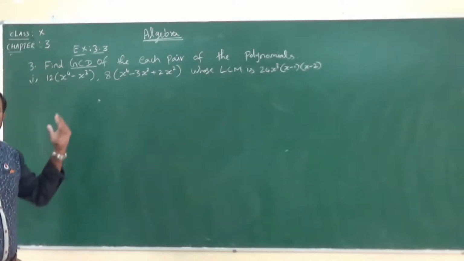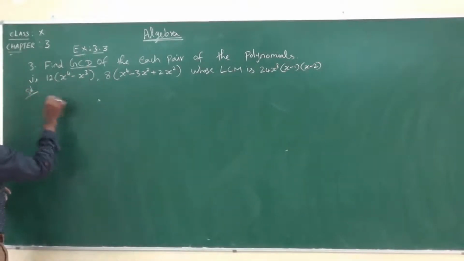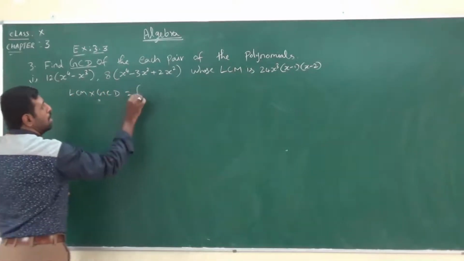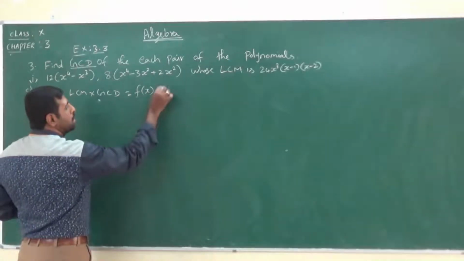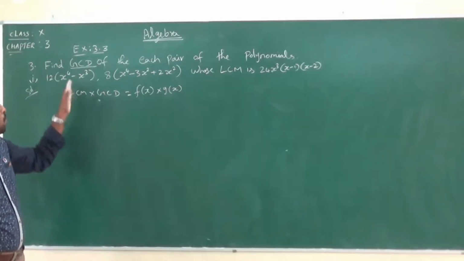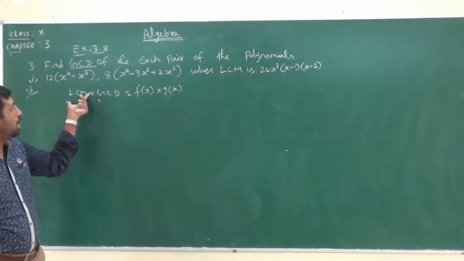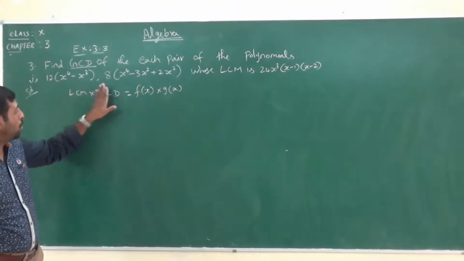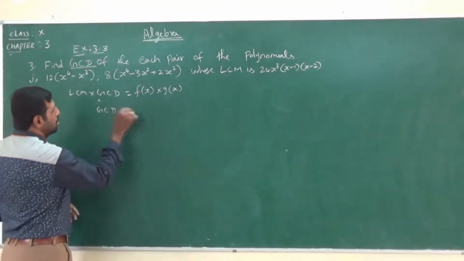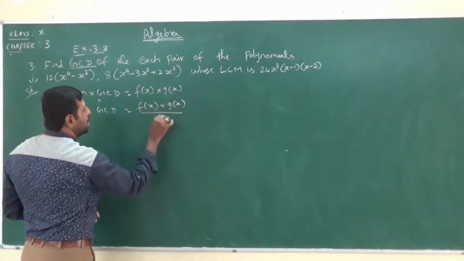See, when two polynomials are given and their LCM is given, and we want to find the GCD, we have the formula: LCM times GCD is equal to f of x times g of x. Let me take one of the polynomials as f of x and the other polynomial as g of x. Here we want to find the GCD, and the LCM is given. So to find the GCD, we have to divide the term. GCD is equal to f of x into g of x divided by LCM.